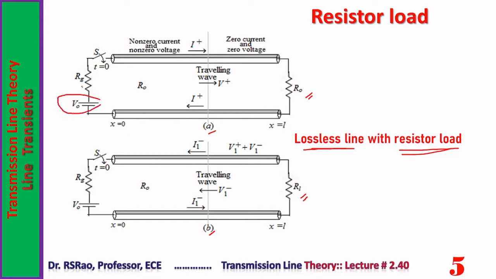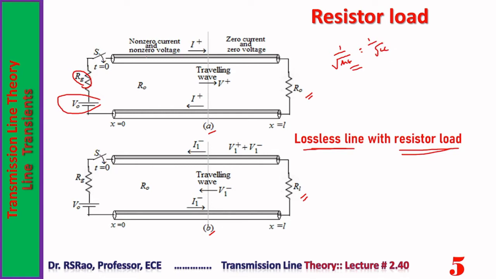A voltage source with some internal resistance gets connected to the line when switch S is closed. When the switch is closed, suddenly an amount of voltage equal to V0, a step voltage, gets connected to the line, and a forward voltage wave and also a forward current wave start traveling with a certain velocity. As the line is lossless, that velocity is 1 by square root of mu epsilon, or in terms of primary constants of the line, square root of LC.